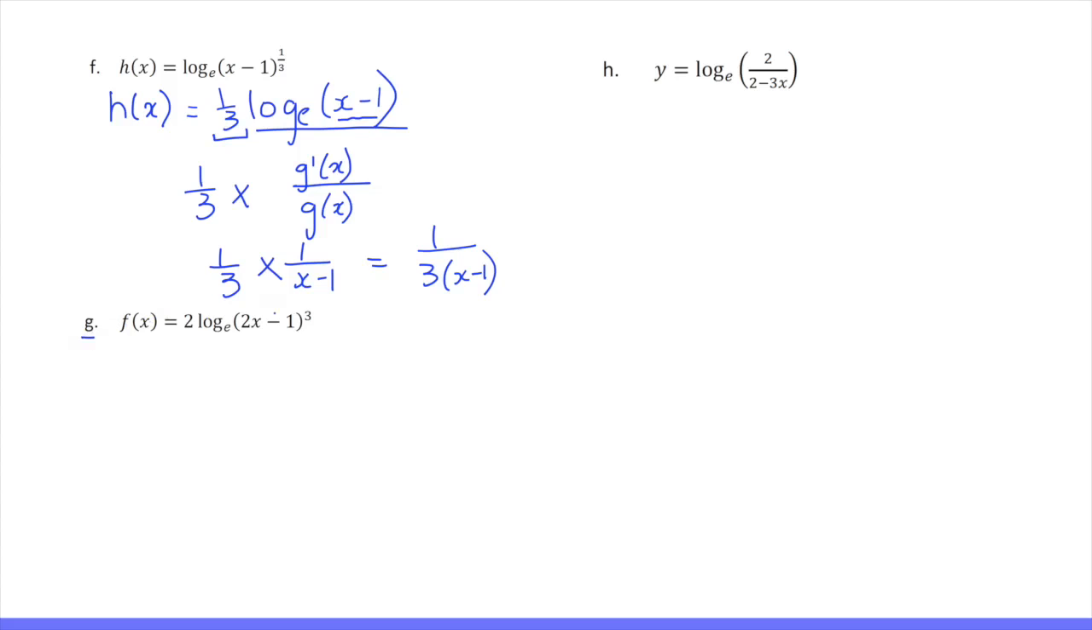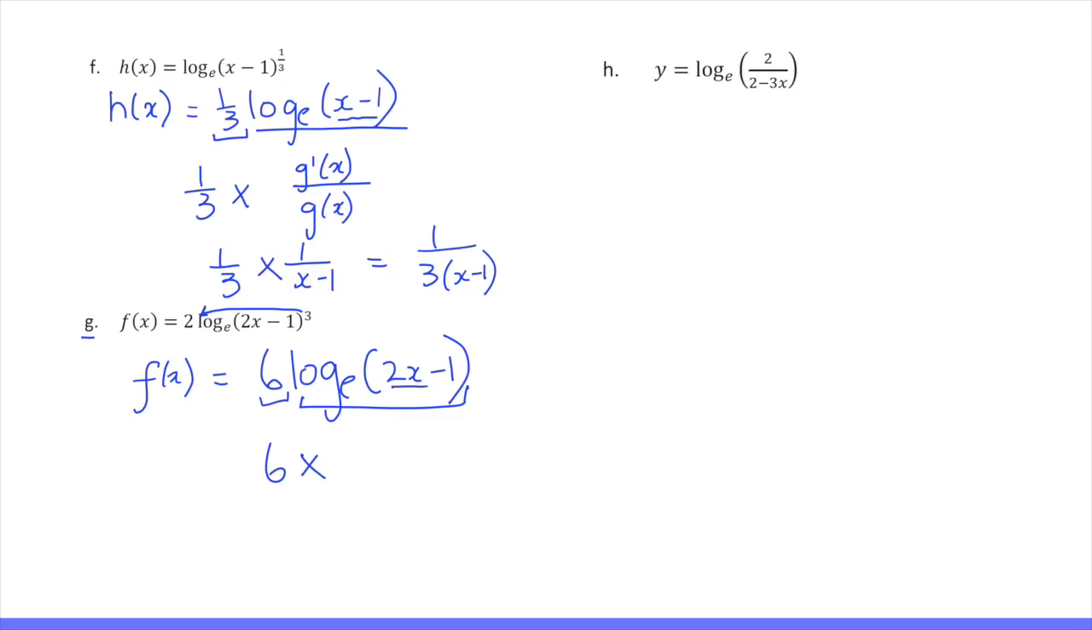For part G, again, power comes out the front. So this time this will be 6 log e, 2x minus 1. The coefficient remains multiplied by 1 on x, but of course we have an inside function, which is our g of x. So that will be the derivative of g of x on the top divided by g of x itself. So that will be 2 over 2x minus 1, which will be 12 over 2x minus 1.